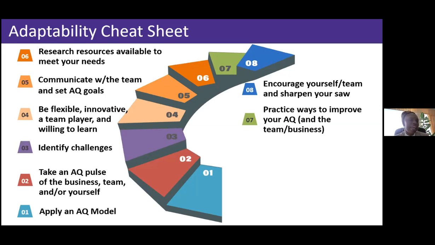Number five, communicate with the team and set goals. And I didn't want this to just be set AQ goals. The communication piece is important because you're talking about not just goals for yourself, but you want to involve the team in what types of goals need to be identified at the team level as well. Number six, research resources available to meet your needs.